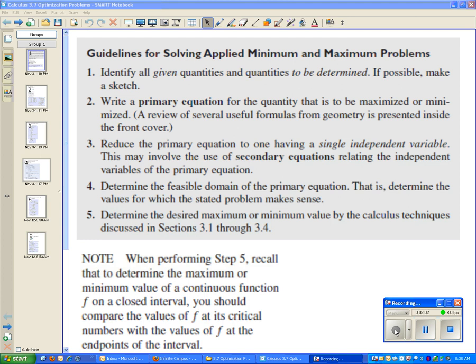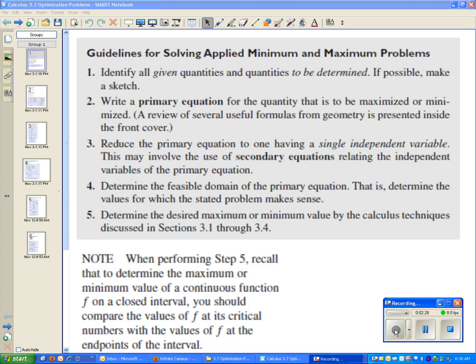Okay? Once you get this primary equation, quite often it's going to have more than one variable in it. We don't want that. So sometimes we have to come up with a secondary equation that may help us transfer to having just a single variable. I know that doesn't make a lot of sense yet. You'll see it when we do an example like that.